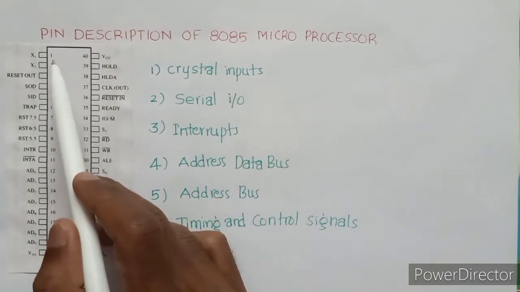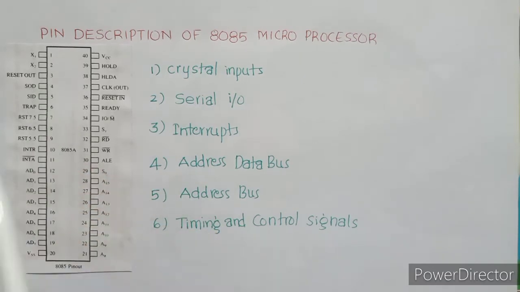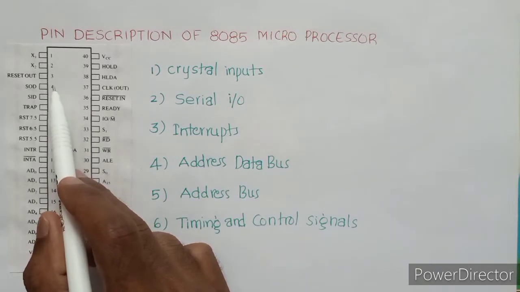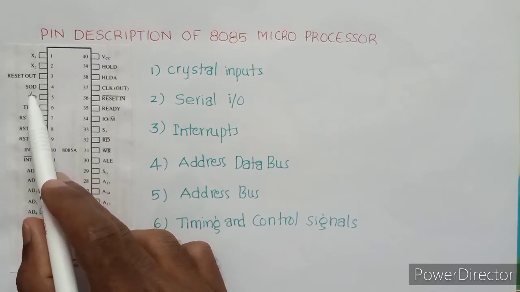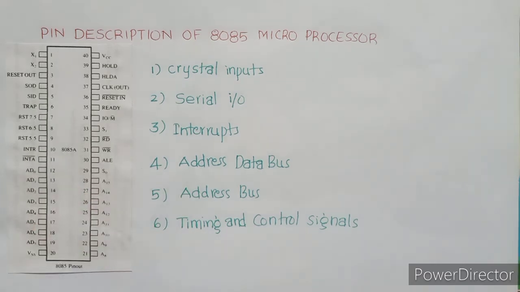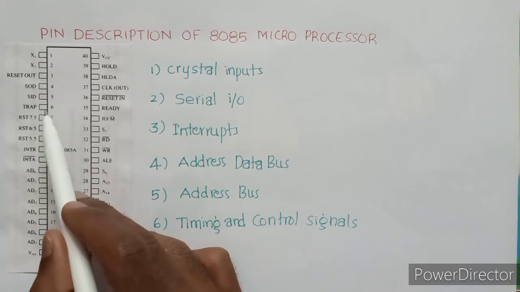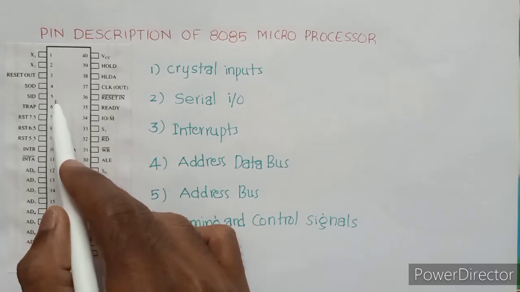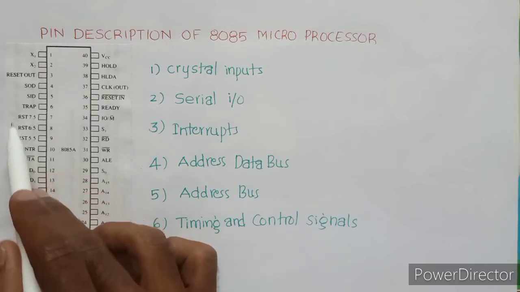Crystal inputs: the first pin and second pin are crystal inputs, that is X1 and X2. Serial input output: the fourth pin and fifth pin are serial input output. This is the serial output data, this is the serial input data. Third zone is the interrupts, from 6th pin to 11th pin. These are all interrupt pins.